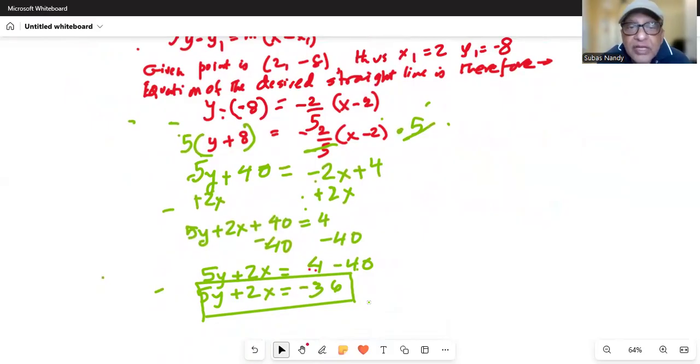5y plus 2x plus 40 equal to 4. Remove the 40 by subtracting it from both sides. You really cannot subtract 40 from 4, so you will do the opposite. Subtract 4 from 40 gets 36, and because 40 itself had the minus sign, your answer, 40 minus 4, which is 36, will also have a negative sign.